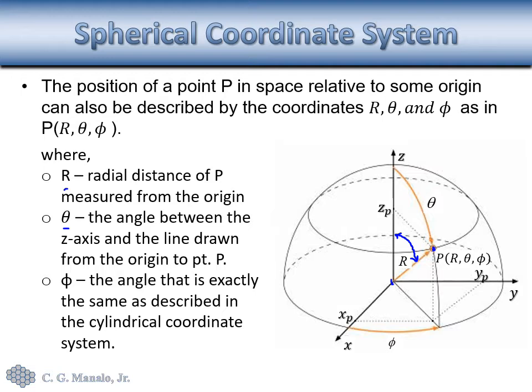Similarly, the point P can also be located using the intersection of the three planes, just like the previous coordinate systems. So we have the plane created by the capital letter R, the radial distance from the origin. So that plane is actually a sphere having a radius of R, as shown here. So this is the sphere. The cone created by the angle theta.